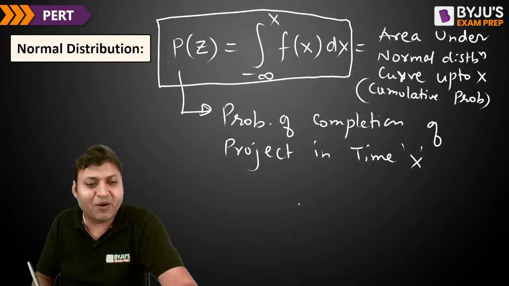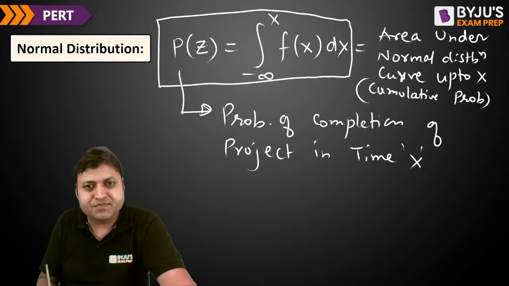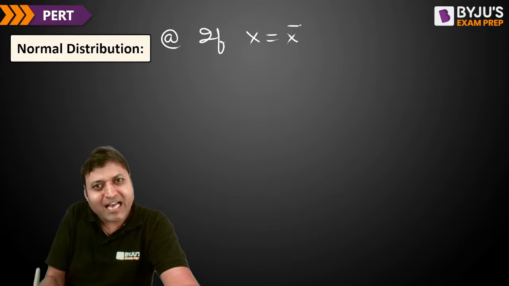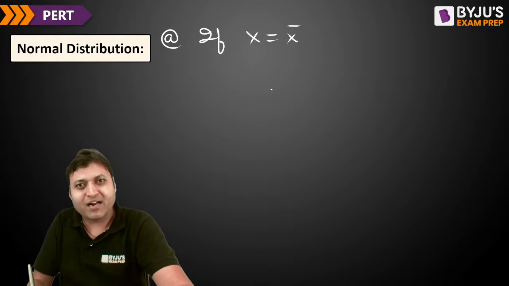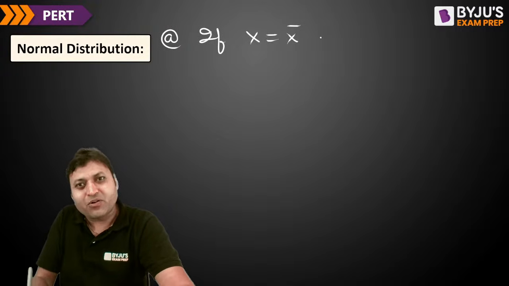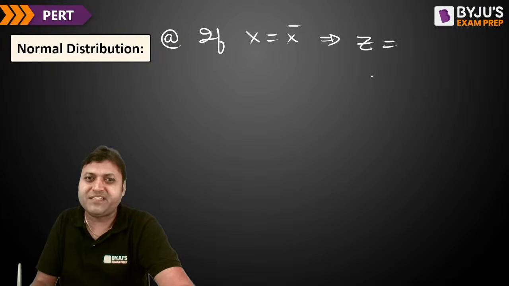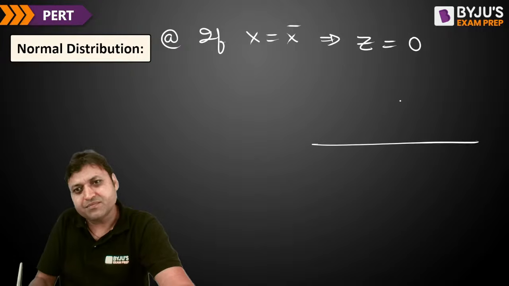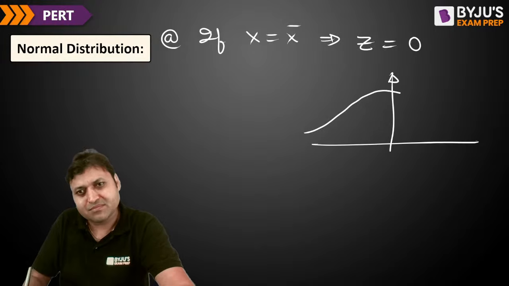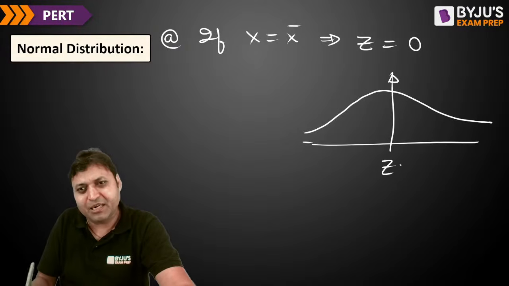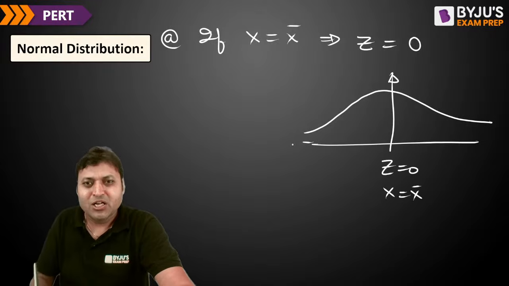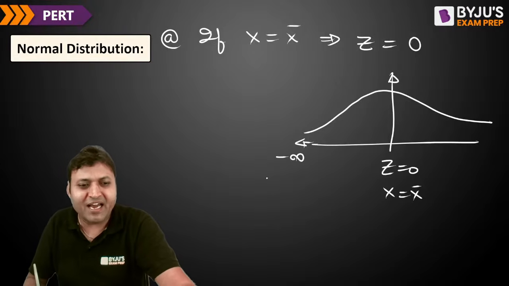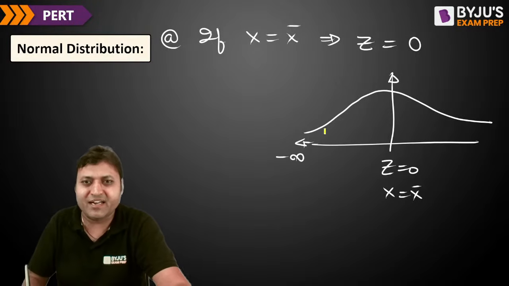Let us take a couple of examples. If x is equal to x bar, what does that mean? It means we need to find the value of z. If x is equal to x bar, z is equal to 0. If I draw the normal distribution curve, this represents z is equal to 0, or x is equal to x bar. This is minus infinity, and up to x, the area under the curve. What will be the area under the curve?